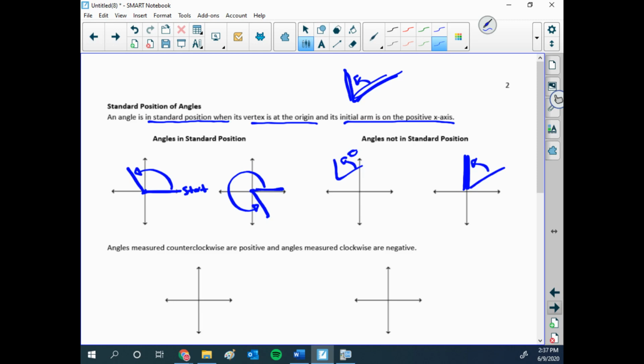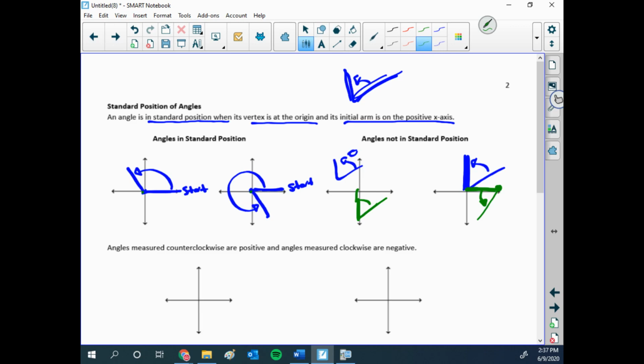Standard position will always start at the x-axis, and the vertex of the angle will be at the origin. With that same logic, if I had a point here and here, that's not in standard position. If I have this as my initial arm, but I go this way, again, that's not in standard position because the vertex is not on the origin. Okay?